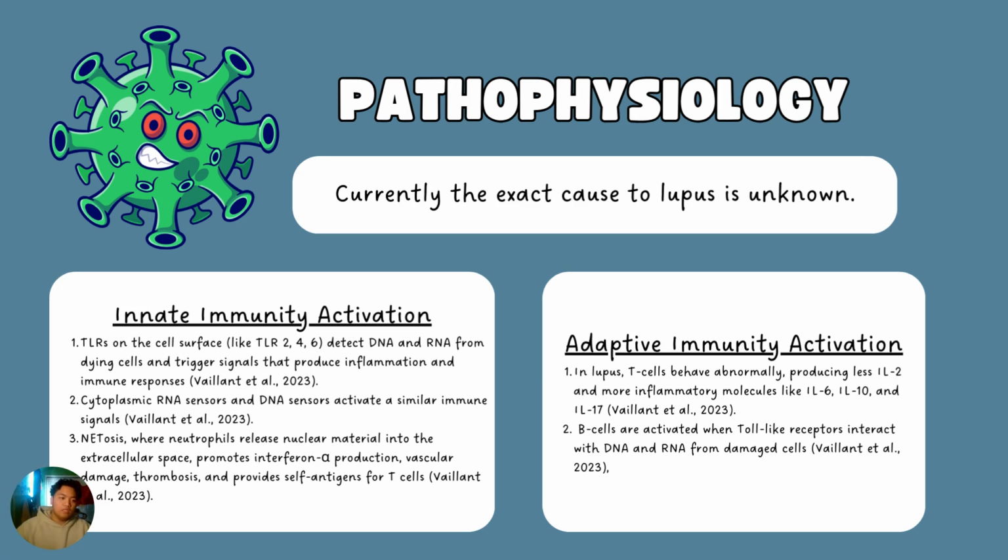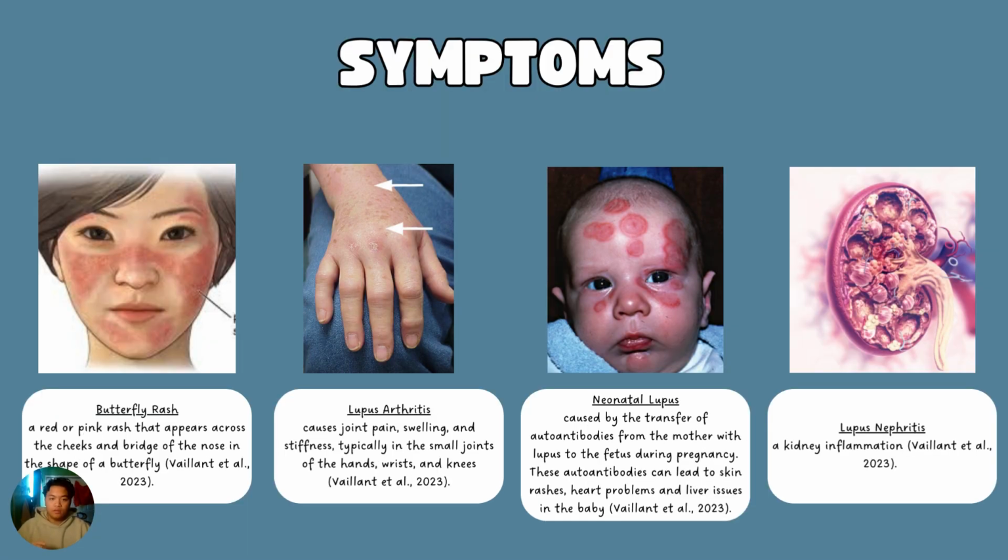The symptoms for lupus are a multitude, as it can affect every area of the body. However, the four main symptoms are butterfly rash, lupus arthritis, neonatal lupus, and lupus nephritis. Now, butterfly rash is generally a rash that appears over the face. It'll go over the cheeks, the nose, and sometimes the side of the forehead. It looks like a butterfly, as per the name, and will usually happen during flare-ups.